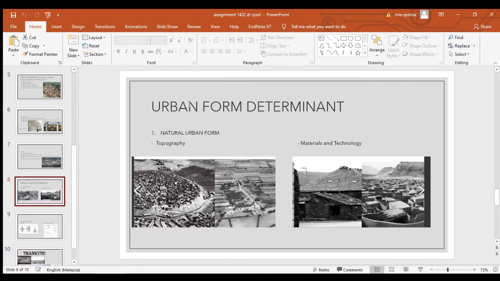Then I want to talk about urban form determinant. First, natural urban form, which has topography and material and technology. This one is an example of topography. Like we can see, the look of the topography is mostly like grass and this one. Material and technology, this one. They use many technologies and many materials.